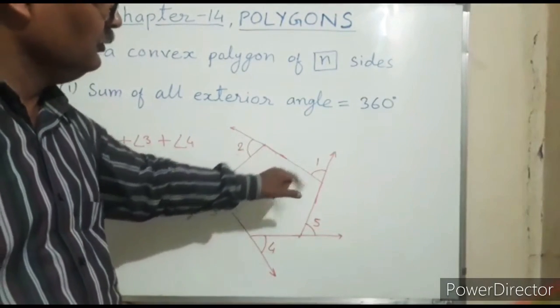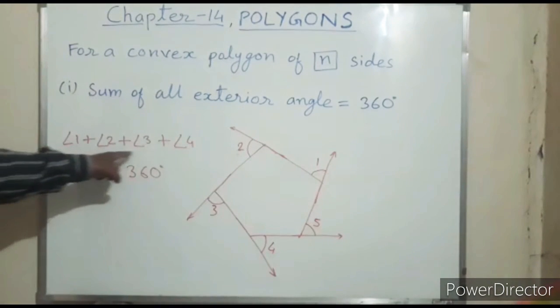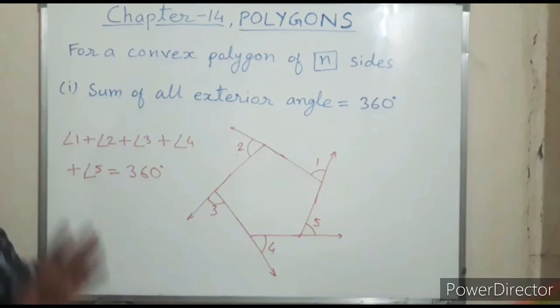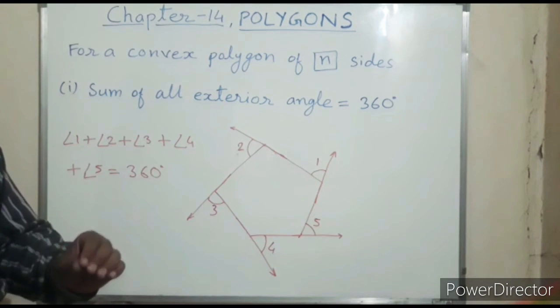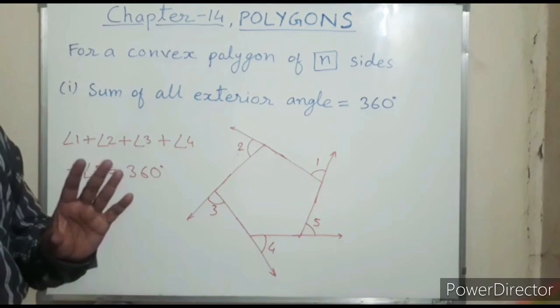I have a pentagon. There are 5 exterior angles. If we add all the 5 exterior angles together, we will get 360 degrees. And it is true for any other number of sides of a polygon.